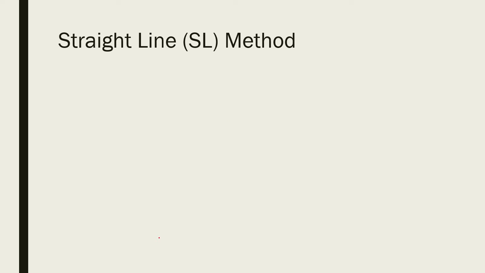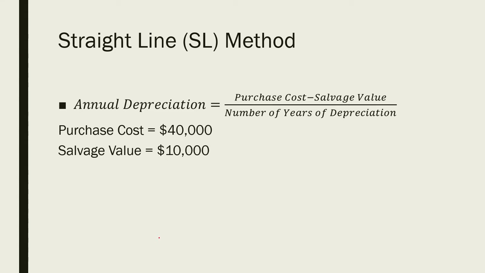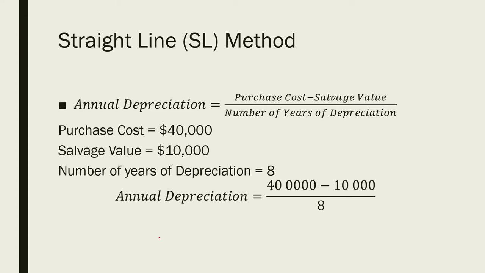So the first method we're going to use is the straight line method, which is pretty straightforward. The equation of annual depreciation is equal to the purchase cost minus the salvage value over the number of years of depreciation. All of those variables were in our original problem. The purchase cost is $40,000, salvage value of $10,000, and depreciation is 8 years. So annual depreciation is simply $40,000 minus $10,000 divided by 8, and you get a value of $3,750 per year. So this is pretty straightforward, and it's usually all the numbers you get in the initial question.